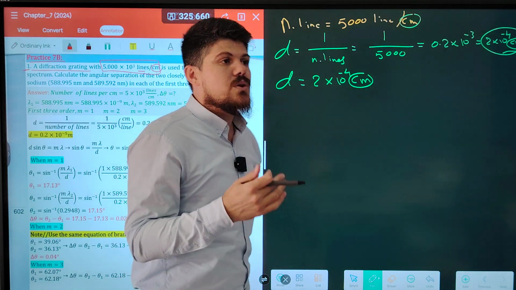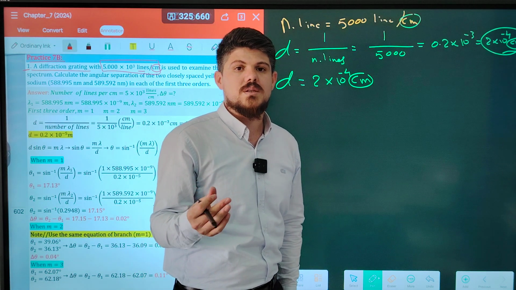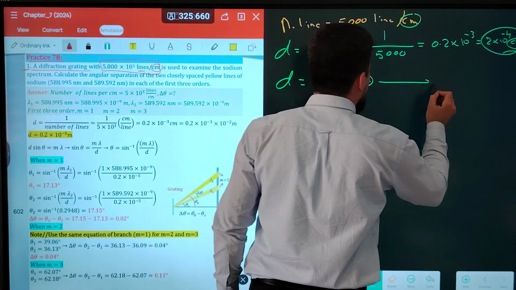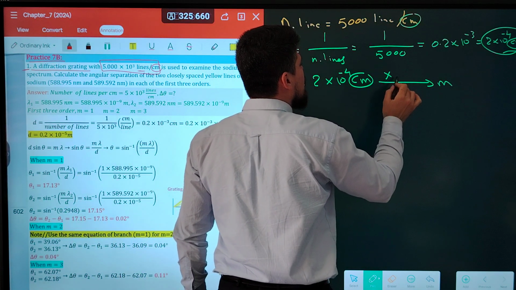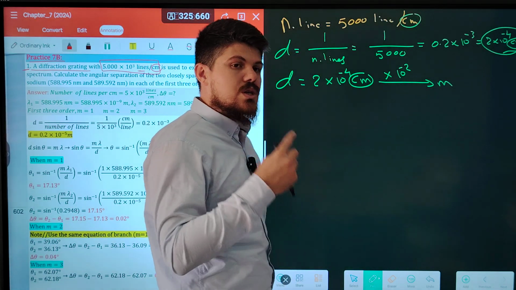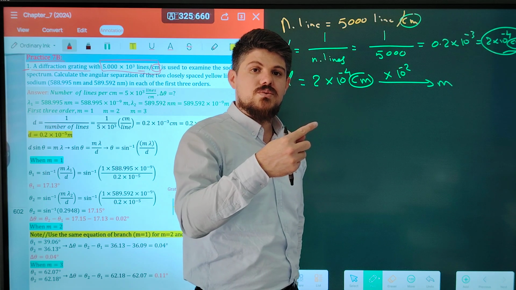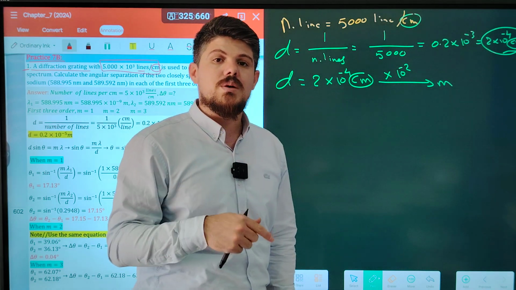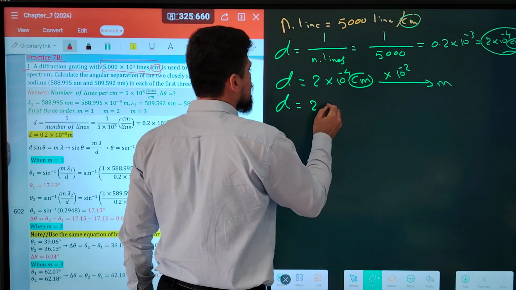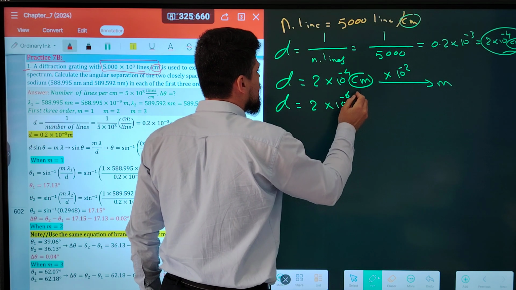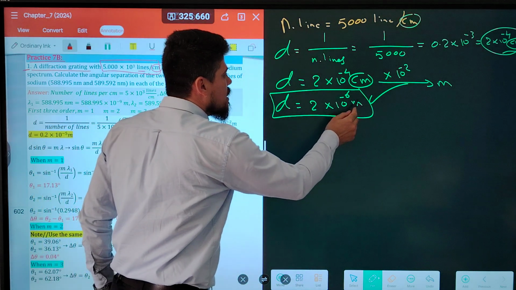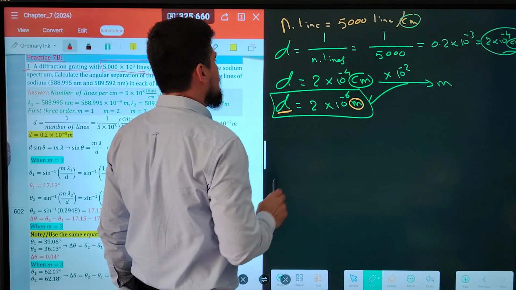It's not allowed to solve the question with centimeter for the distance. You have to convert to SI unit. The SI unit of distance is meter, not centimeter. Convert to meter: multiply small to large, times 10 to the power negative 2. Converting centimeter to meter, times 10 to the power negative 2. But meter to centimeter, you multiply by 10 to the power positive 2. So d is equal to 2 times 10 to the power negative 6 meter. This is d. Now we have to use this d in the equation because the SI unit of distance is meter, not centimeter.